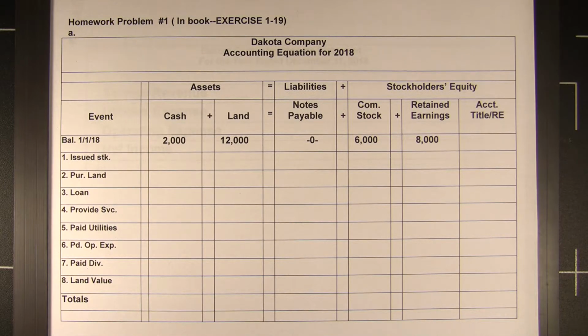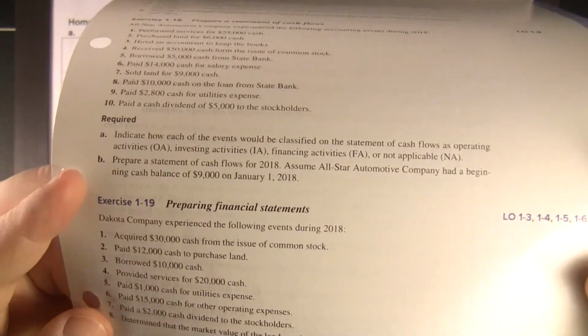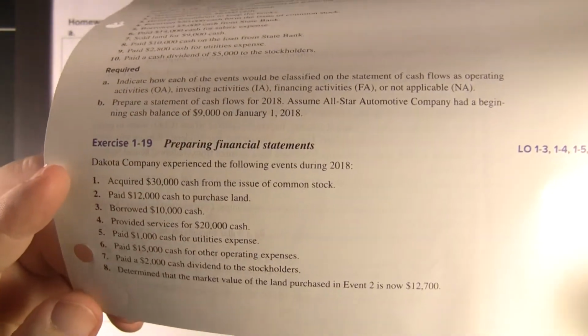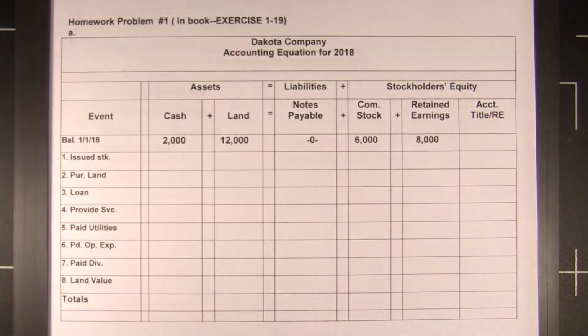Our first homework problem is the Dakota Corporation. This is problem number 1. It's exercise 19 in your text. They give us a bunch of transactions and ask us to lay them out in the accounting equation. So if you printed out the template, you have this, and we'll just go through and label each item.